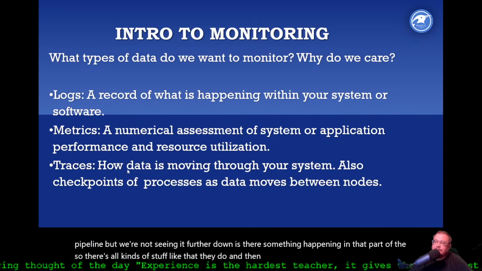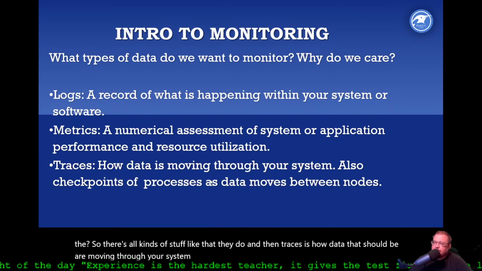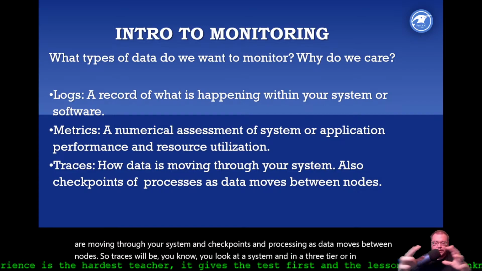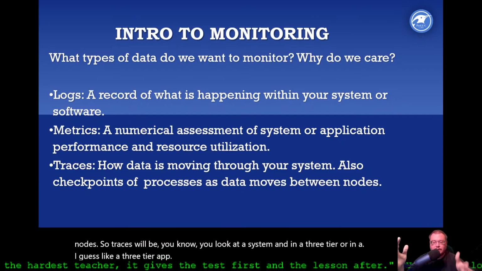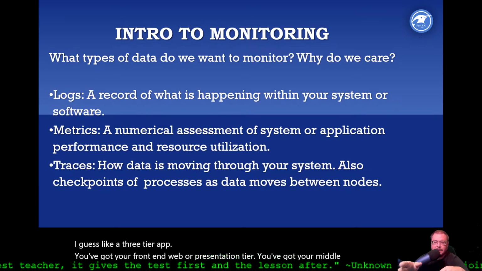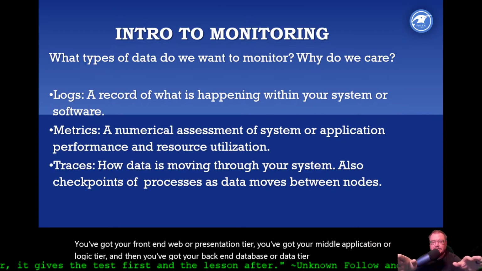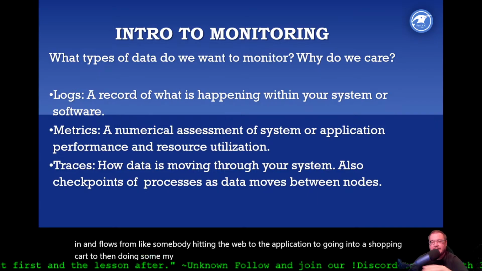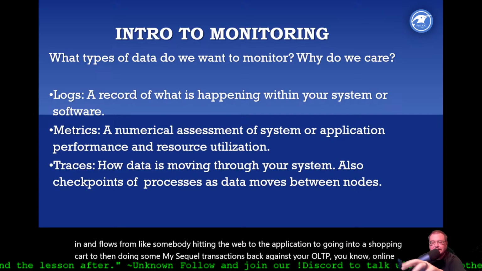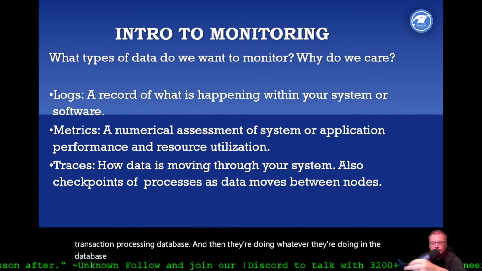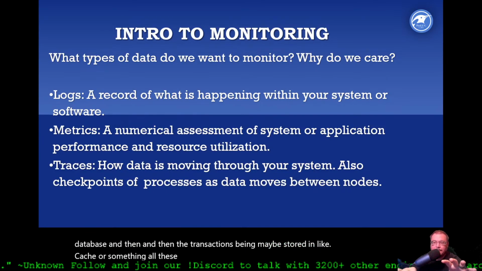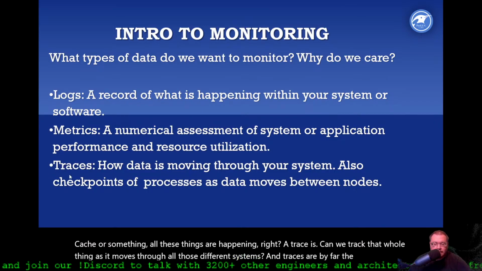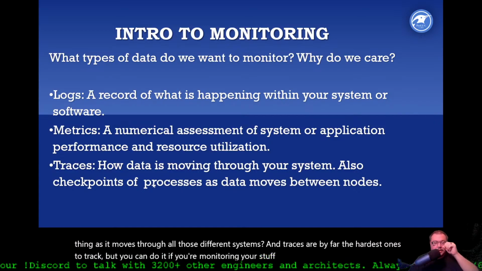And then traces is how data is moving through your system, and the checkpoints in processing as data moves between nodes. So in a 3-tier app, you've got your front-end web or presentation tier, you've got your middle application or logic tier, and then you've got your back-end database or data tier, right? And data comes in and flows from somebody hitting the web, to the application, to going into a shopping cart, to then doing some MySQL transactions against your OLTP, online transaction processing, database, and then whatever they're doing in the database, and then the transaction maybe being stored in a Redis cache or something. All these things are happening, right? A trace is, can we track that whole thing as it moves through all those different systems? Traces are by far the hardest ones to track, but you can do it if you're monitoring your stuff correctly.